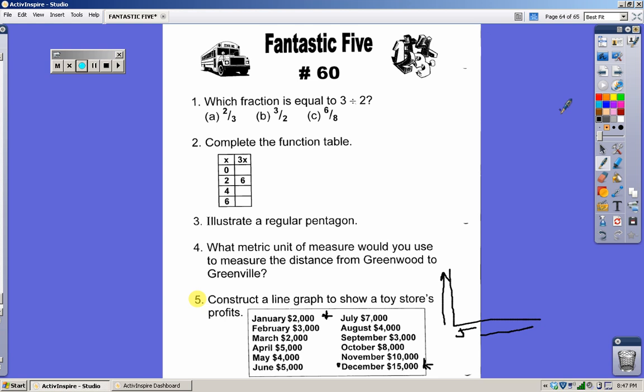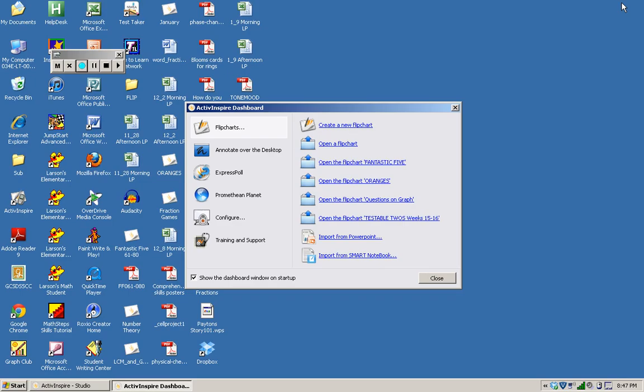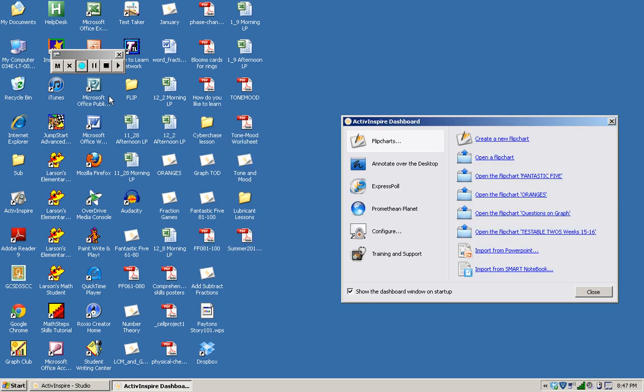I hope this has helped you make a 100 on your quiz. In fact, I think I have something else I can show you about that line graph. I think I actually have it on here to help you, so stay put.